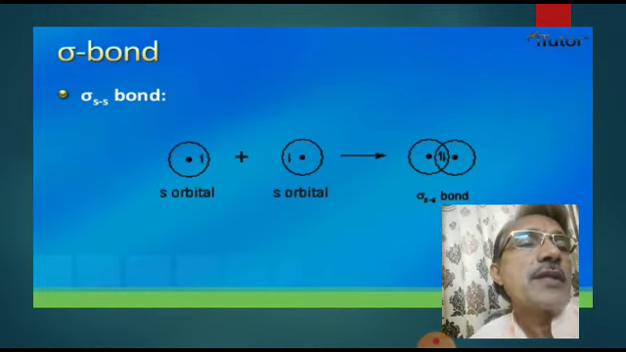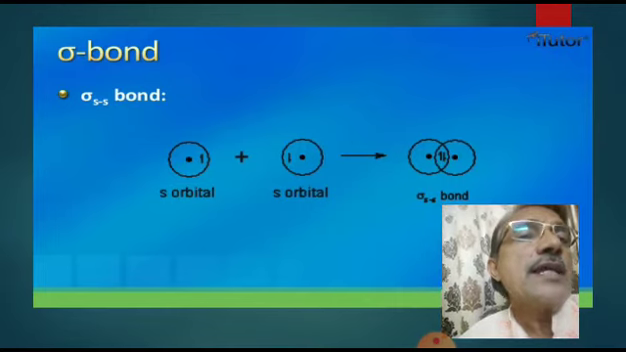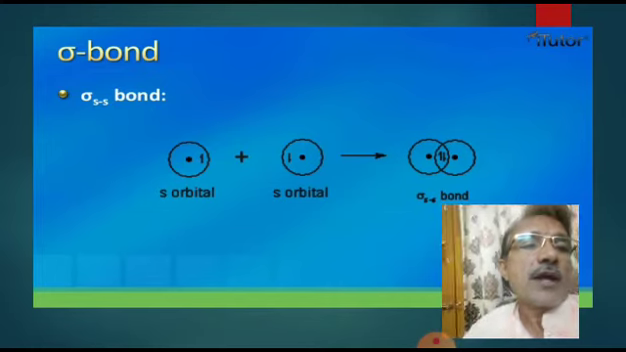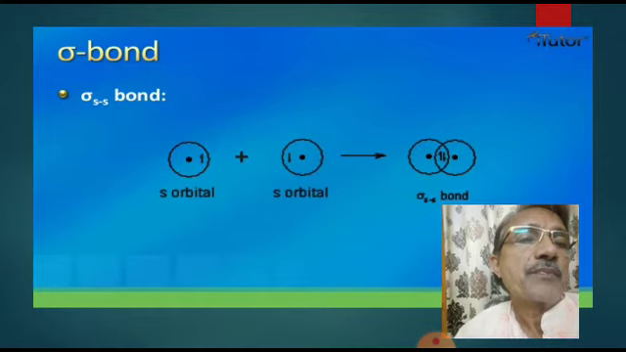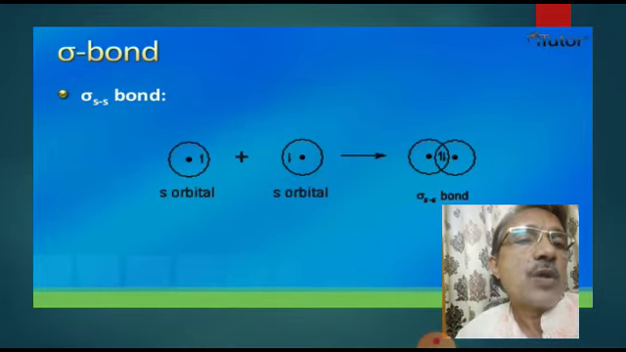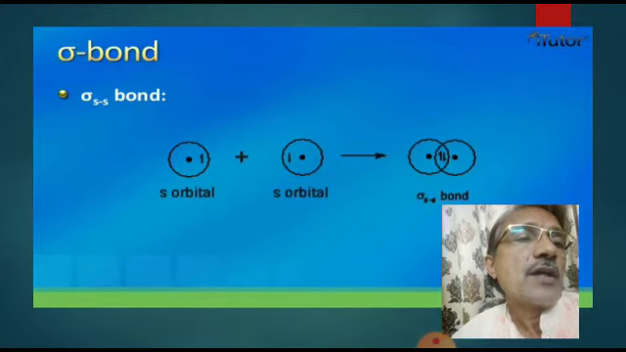Sigma ss bond is a covalent bond formed by linear overlap or axial overlap or end-on-end overlap of two s orbitals. S orbital of one atom overlaps along the internuclear axis with the s orbital of another atom, forming sigma molecular orbital. With the result, sigma ss bond is formed.